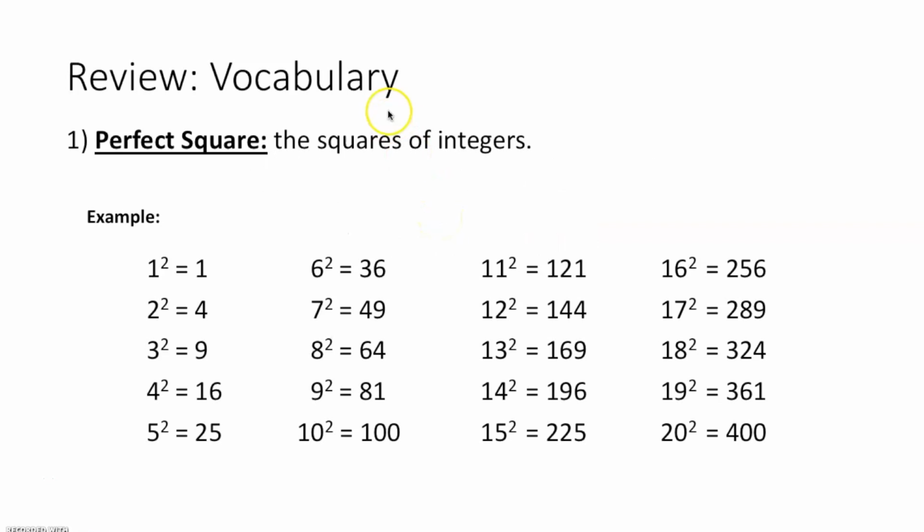First thing we're going to do is review perfect squares. So remember, perfect squares are the squares of integers. So 1, 4, 9, 16, 25, 36, 49, 64, 81, 100, 121, 144, 169, 196, 225, 256, 289, 324, 361, and 400. These you all have memorized now because it's the way we break up radicals.